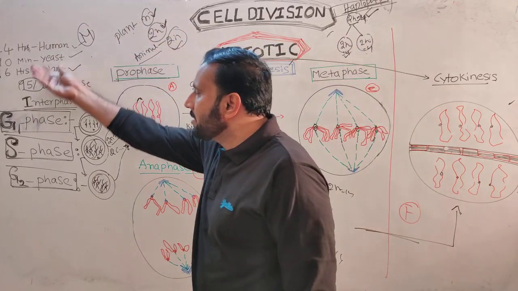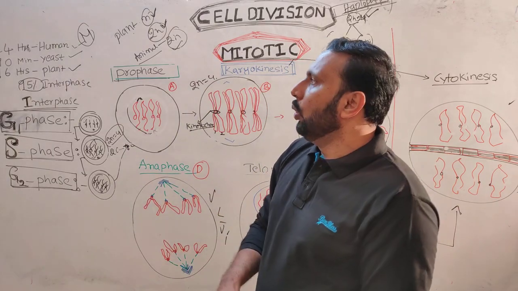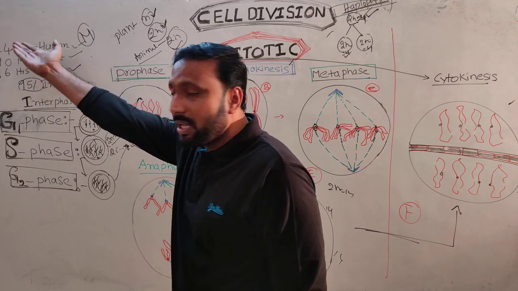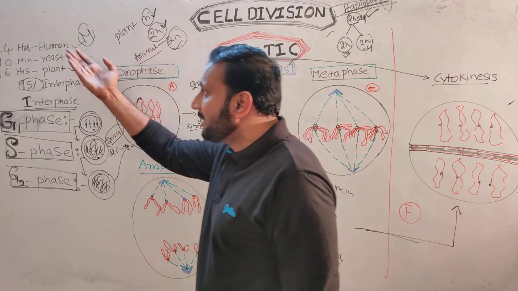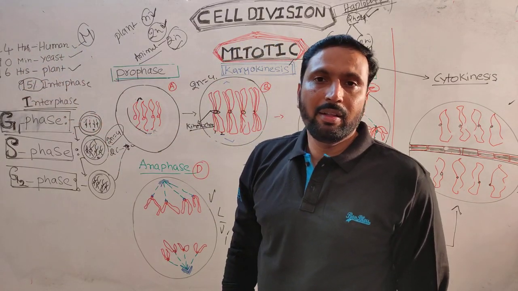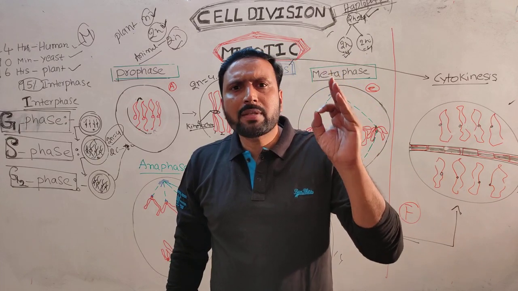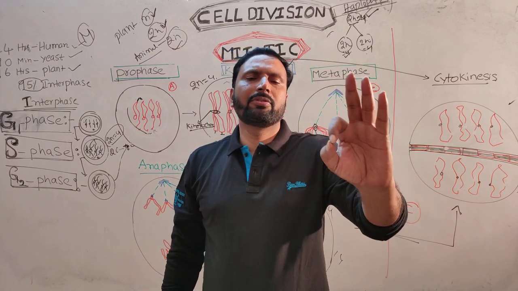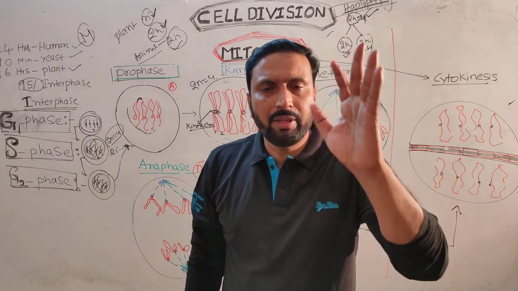And next, we are discussing how much time is required for this division. Look at different organisms. In human beings, 24 hours is required. In yeast cells, 90 minutes is required. In plants, 16 hours is required. But in that time, 95 percent of the time is spent in interphase.